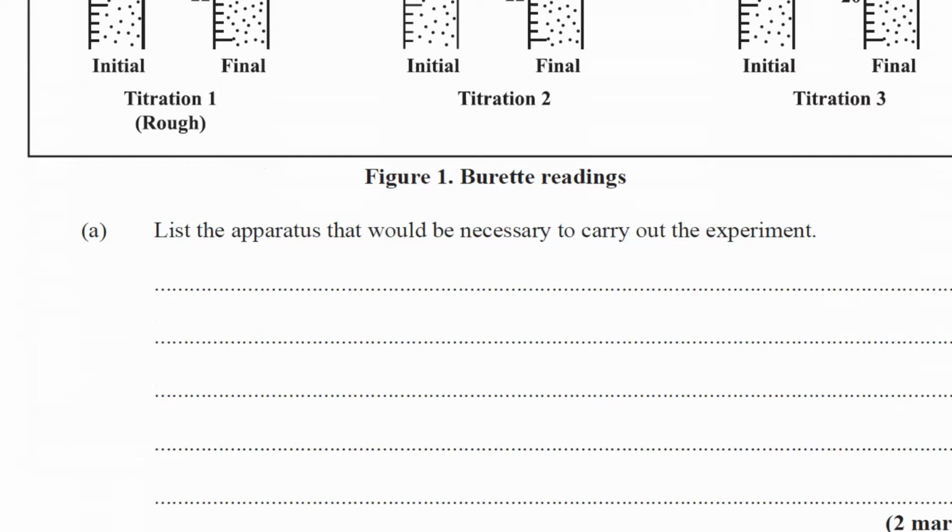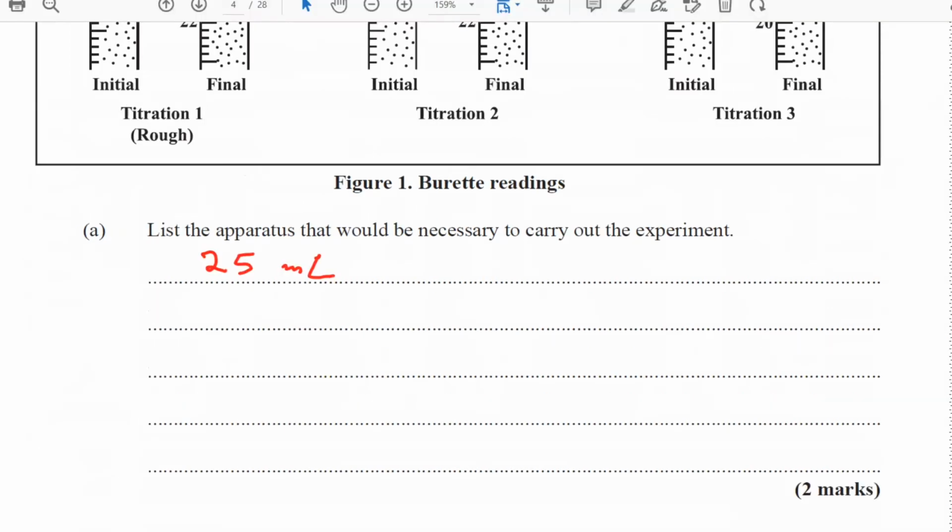They've given burettes already, or rather there's a diagram showing burettes, so I don't know if we should put burettes, if it's assumed that burettes are there. So we're going to list the other materials that we would need in order to carry out this experiment. So we would need a volumetric pipette. We're not just going to say pipette like that.